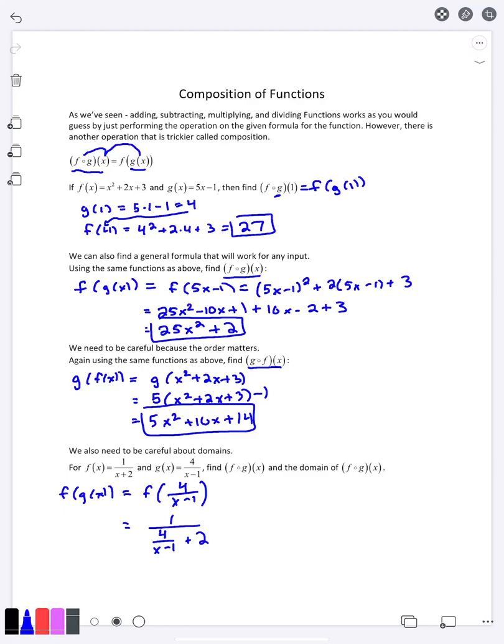Then we need to go ahead and simplify this. I'll multiply top and bottom by the LCD x minus 1. And then we're going to get x minus 1 over 4 plus 2 times x minus 1 is x minus 1 over, let's see, 2x plus 4 minus 2 is going to be plus 2. And this would be your simplified version of your f circle g.